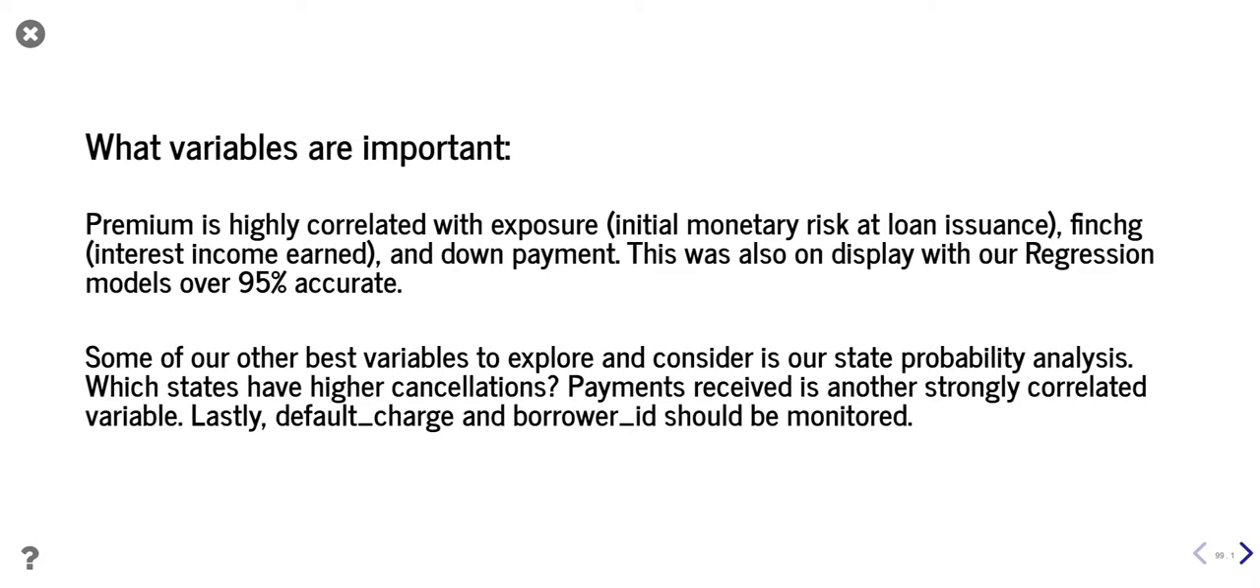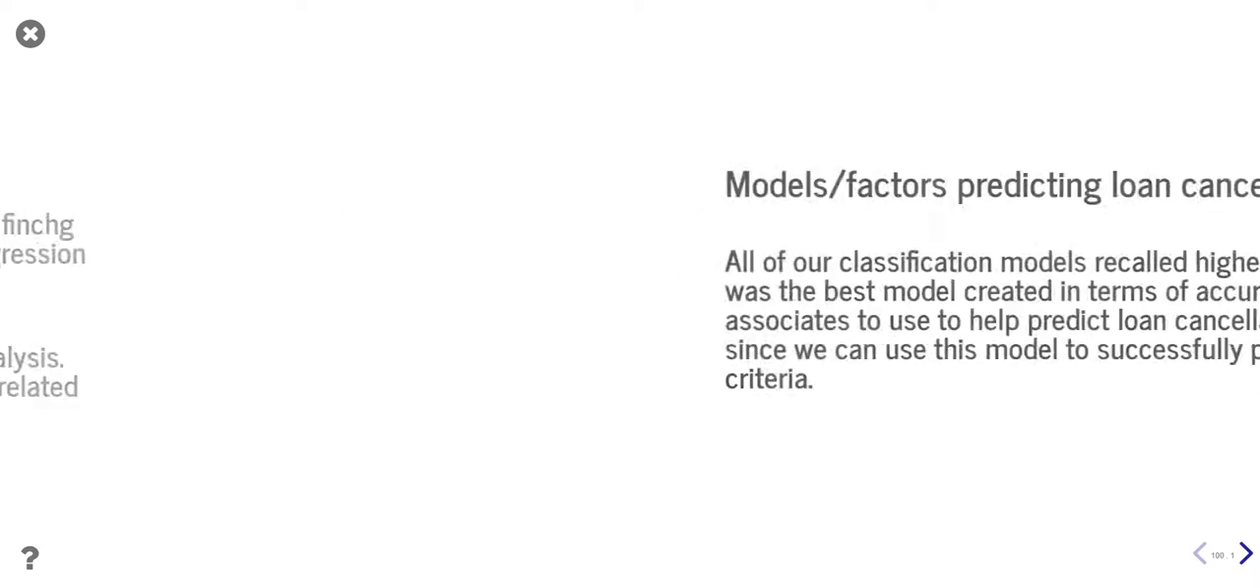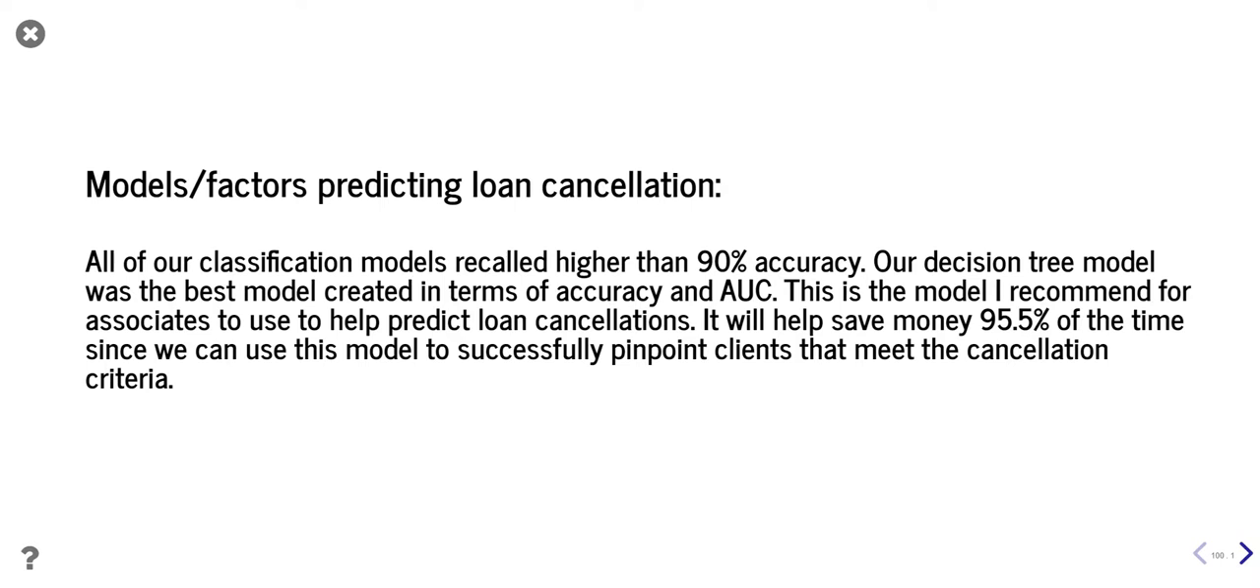Variables, we can look at that premium from the regression model earlier. We saw the different monetary values that are highly correlated with it, and with a 95% accurate regression model. Some of the best variables to explore also include higher cancellation of states, payments received, default charge, borrower ID. Some of those should be mentioned as well. And lastly, some models and factors that we looked at earlier.